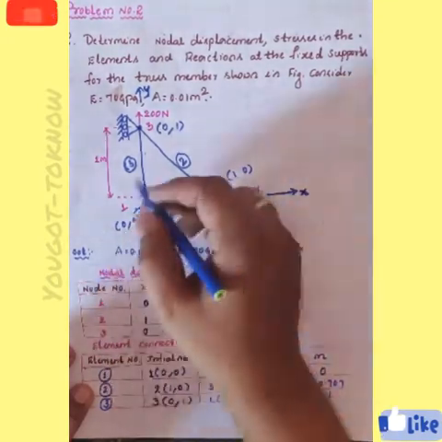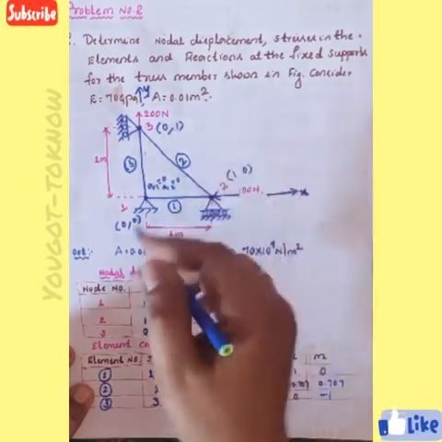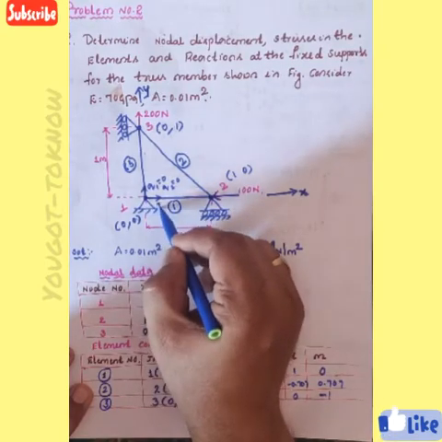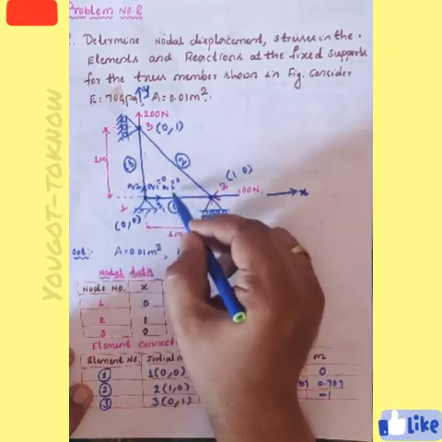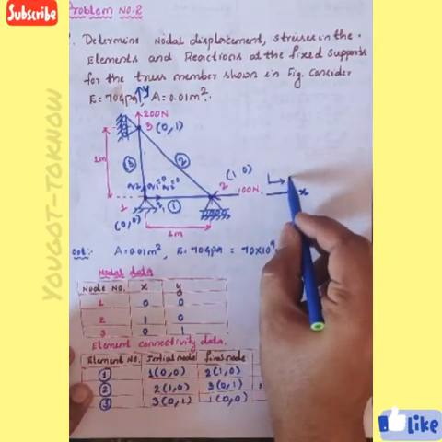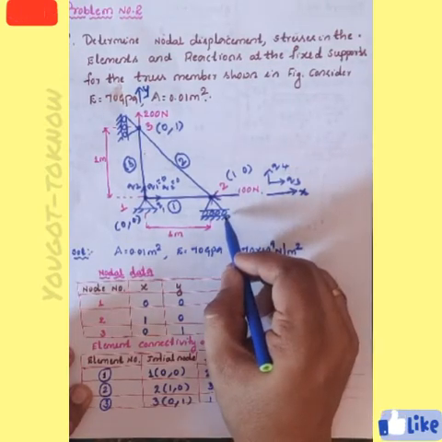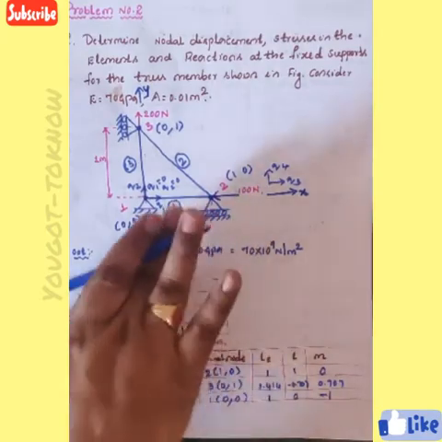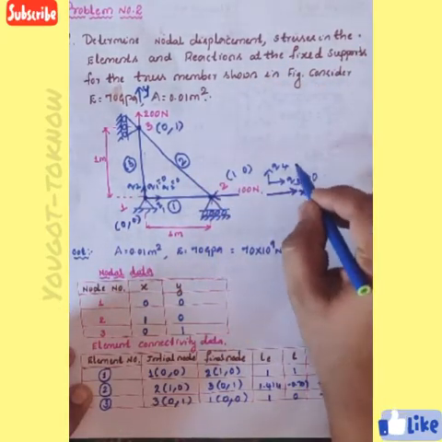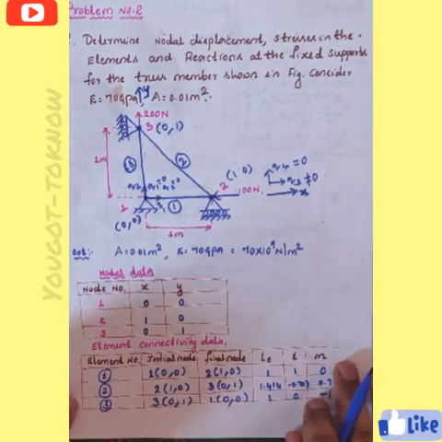Completely fixed means Q1 is equal to 0, Q2 is equal to 0, because I have only two displacements: Q1, the horizontal displacement, and Q2, the vertical displacement. Now at node 2 you can get Q3 and Q4, but a roller support is given in this direction, so it can easily travel in the x direction. That means Q3 is not equal to 0, but Q4 is equal to 0. That is the condition at node 2.